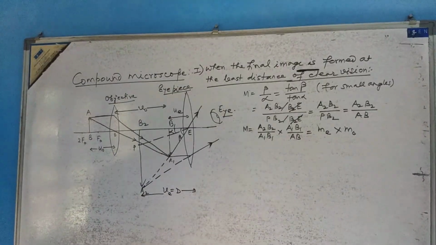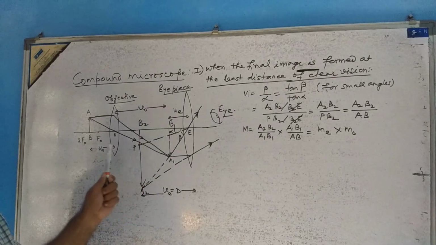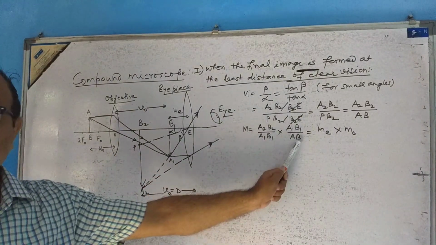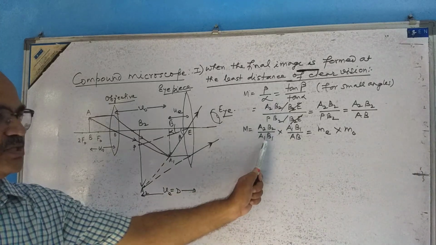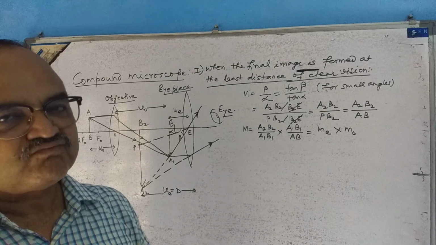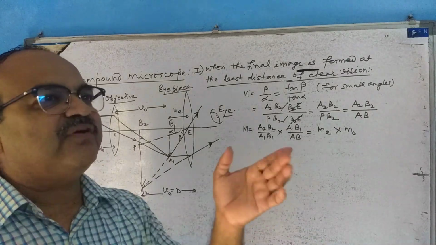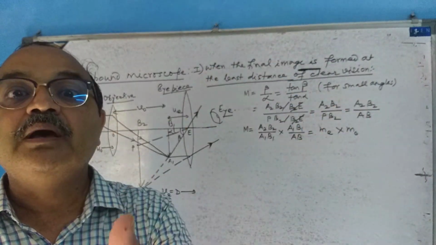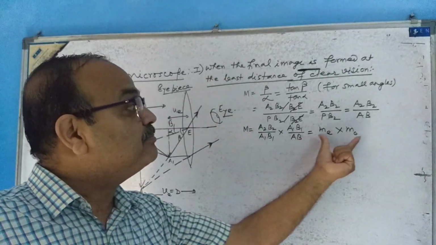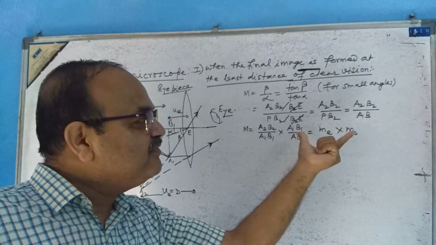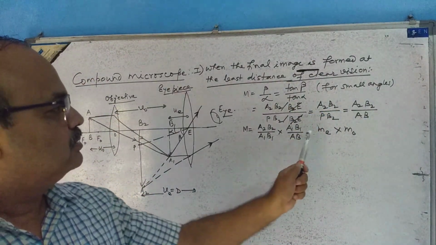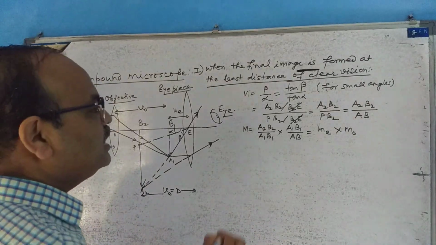Understand? For the objective, AB is the image, A1B1 is the object. Size of the image, size of the object. Here also size of the image, size of the object. You can very easily understand here why the magnifying power has been increased by such a large value, because the magnifications are multiplied. That's why it's happening. So this is there.